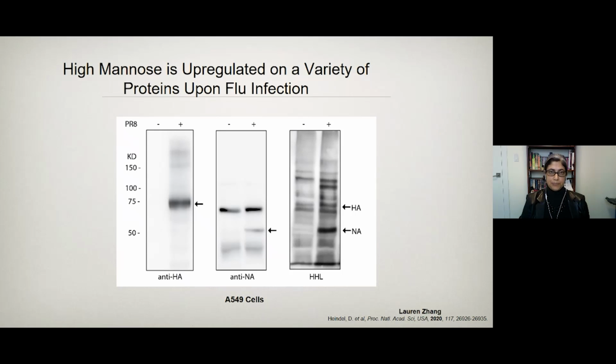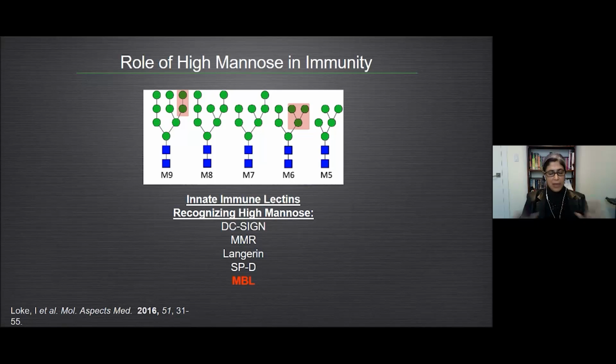Next slide, please. So why does this matter, right? Okay, so it's a sugar, who cares? Why is high mannose on the surface? Well, high mannose is not commonly seen on the surface of cells. Normally we think about it as an epitope that's seen early in processing. We don't think of it as a cell surface epitope. And so what could the role of it be? We think it may be a signal because high mannose actually plays an incredibly important role in immunity. Many of our innate immune lectins actually recognize native high mannose, and those include DC-SIGN, the macrophage mannose receptor, langerin, SP-D, and the mannan binding lectin or mannose binding lectin. Next slide, please.